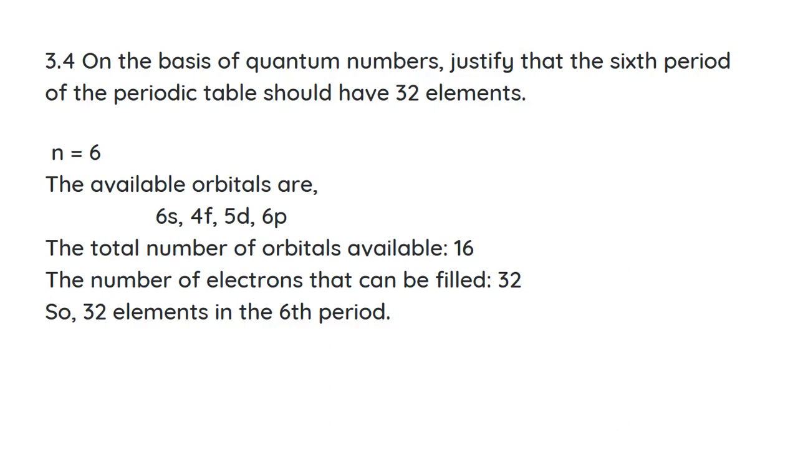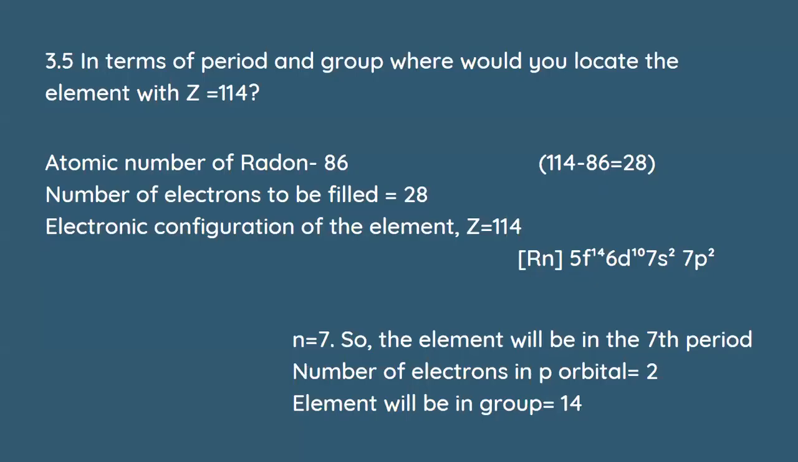In one of the in-text questions, I believe it was the fifth period, why does it have 18 elements? But here we're talking about the sixth period, and based on the number of available orbitals, we are figuring out the number of electrons. So, in terms of period and group, where would you locate the element with Z equals 114? The atomic number of radon is 86. So 114 minus 86 equals 28.